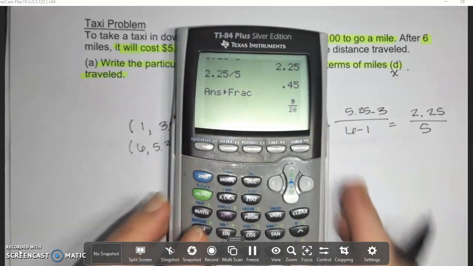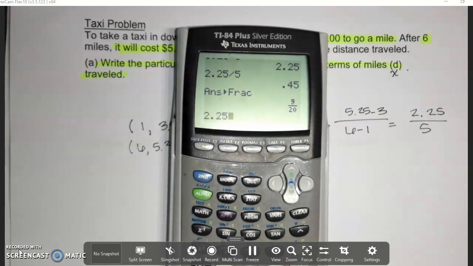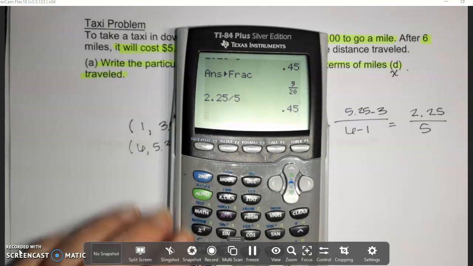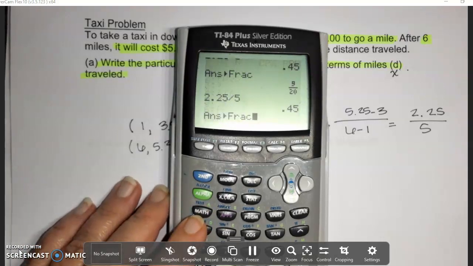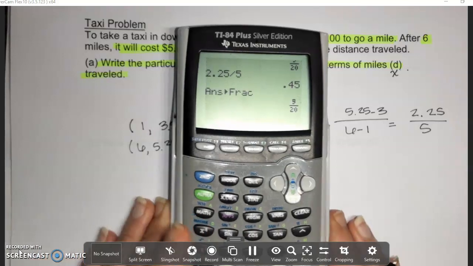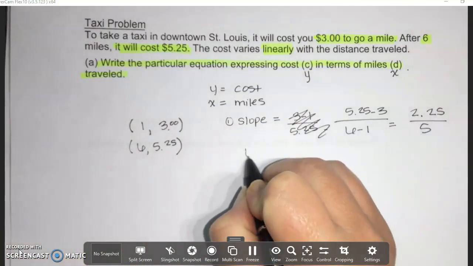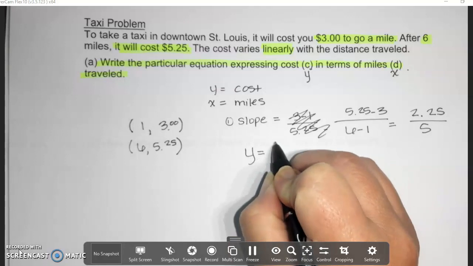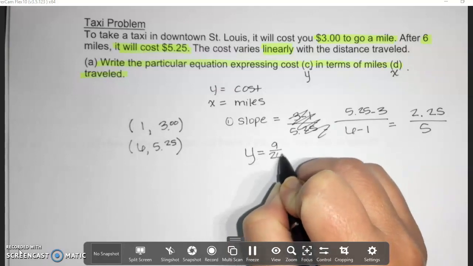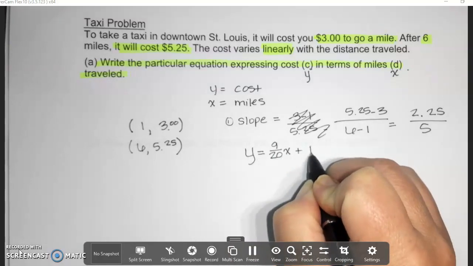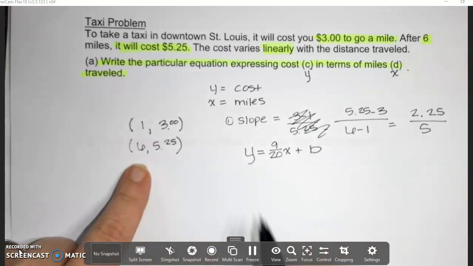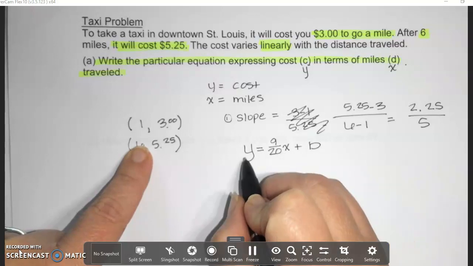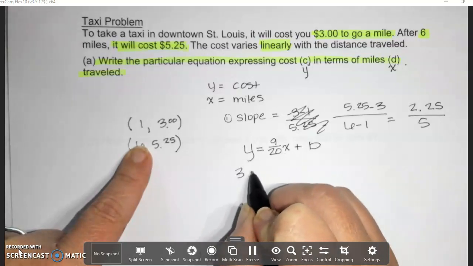Okay, so when I put that in my calculator, I got 2.25 divided by 5. I got 0.45. I could leave it like that, but in algebra we like to have fractions. So I did math, enter, enter. And I got 9/20. So y is equal to 9/20 x plus b. So now I can take one of these ordered pairs and plug it in. So when my x is 1, my y is 3.